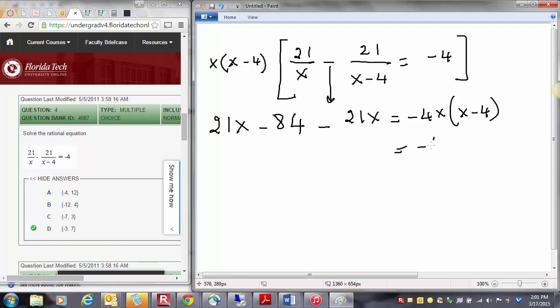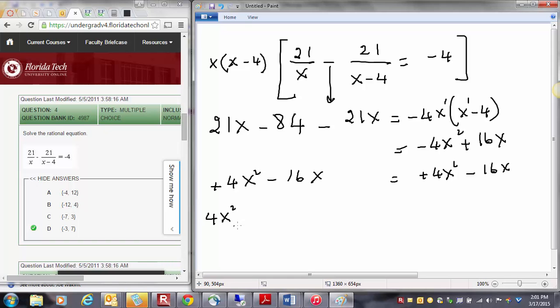This is equal to negative 4x squared, because when you multiply, you add the exponent. And negative 4x times negative 4 is plus 16x. And now we're going to move everything to the left side. So add 4x squared to both sides, subtract 16x. So every time you move a number to the left, you add its opposite. So we're going to add here 4x squared. We're going to subtract 16x.